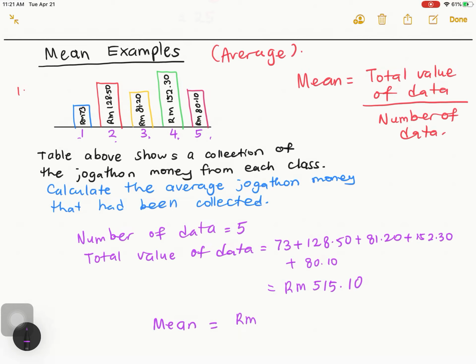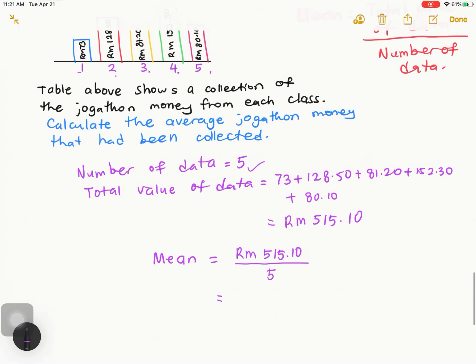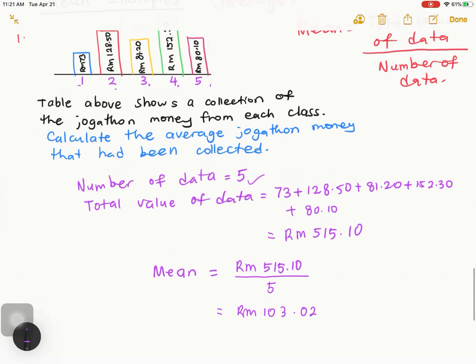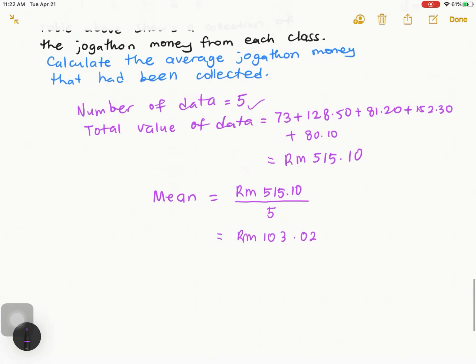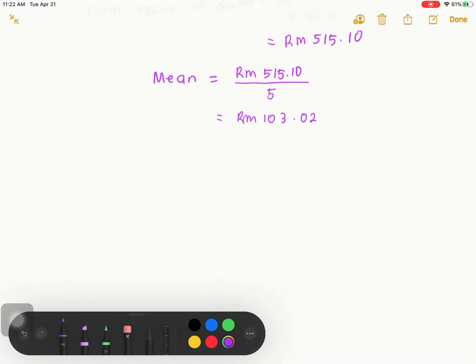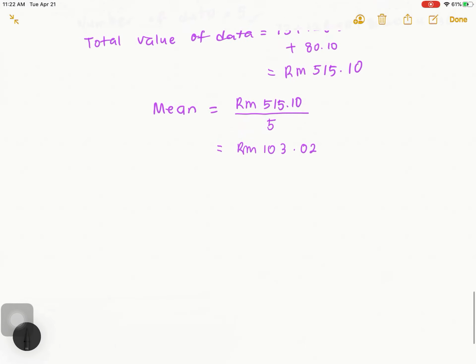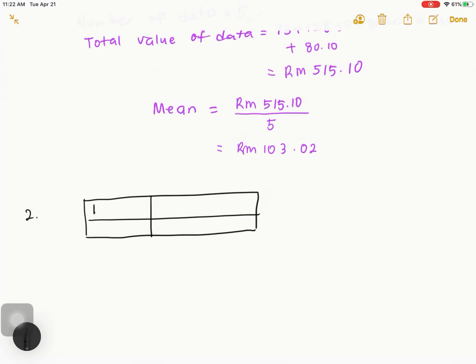So to find the mean is equals to RM 515.10 divided by how many number of data we have? 5. So you will get RM 103.02. Okay, that's how you solve the mean. Okay, I show you another one. Sorry, I need to take your time to draw this first. Okay, I hope you can understand.